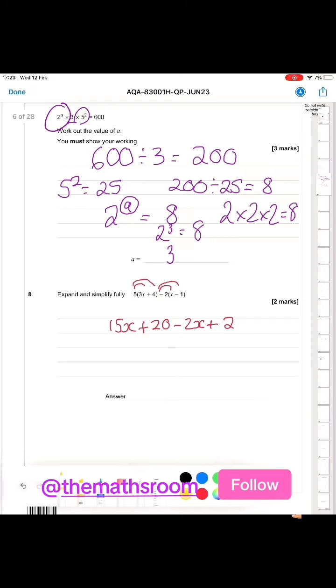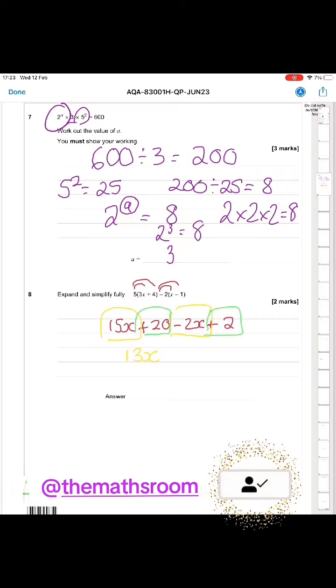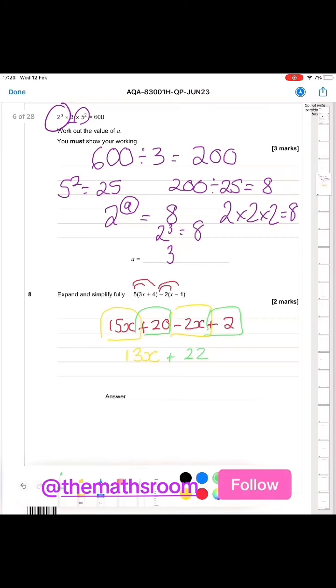What we then need to do is collect our like terms. So we've got 15x minus 2x equals 13x. Then we've got positive 20 plus 2, giving us 22. So my answer is 13x plus 22.